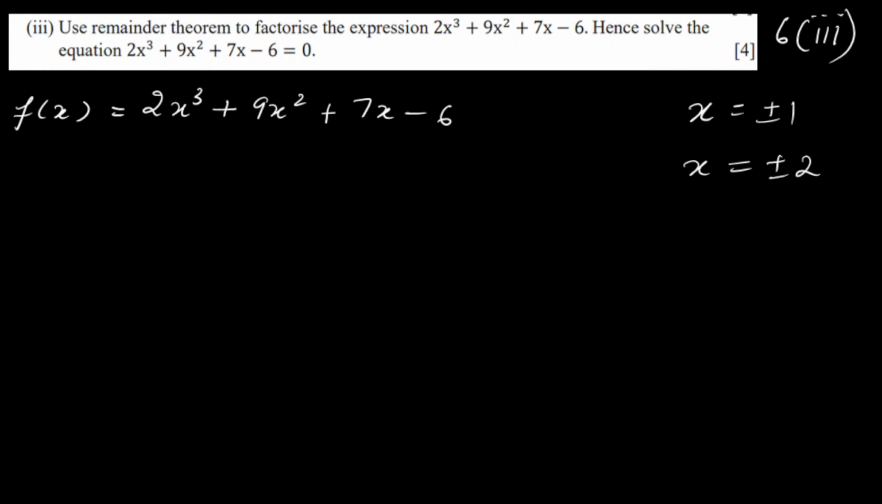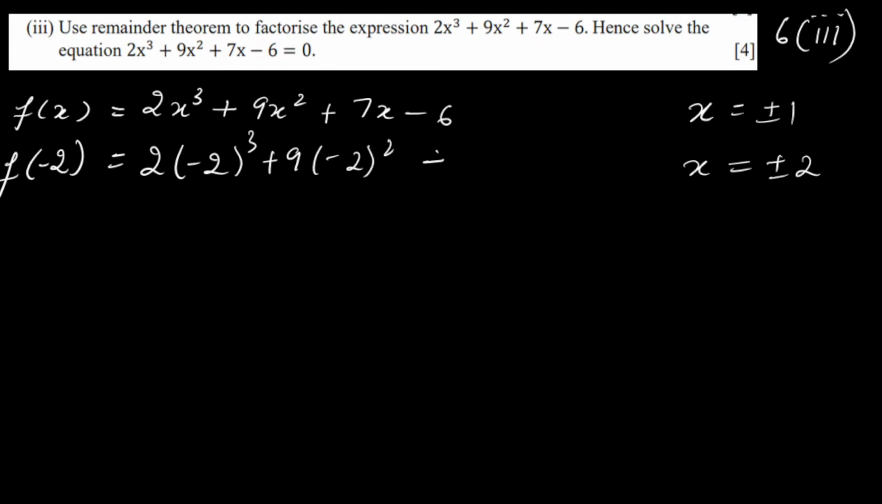Okay, Monish has suggested that we should check x equal to minus 2. So minus 2 I am going to substitute. So 2 into minus 2 the whole cube plus 9 into minus 2 the square plus 7 into minus 2 minus 6. The cube of a negative is negative, so minus 8 into 2 gives minus 16. The square of a negative is positive, so 4 into 9 is 36.